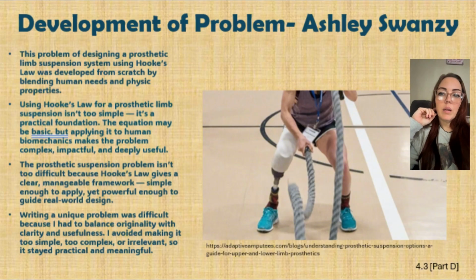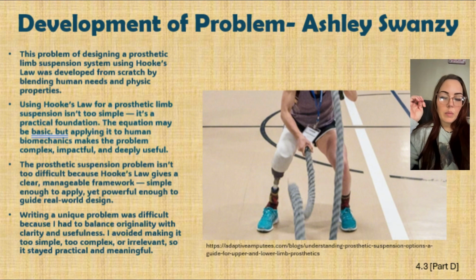The problem of designing a prosthetic limb suspension system using Hooke's law was developed from scratch by blending human needs and physics properties. Using Hooke's law for a prosthetic limb suspension isn't too simple. It is a practical foundation. The equation may be basic, but applying it to human biomechanics makes the problem complex, impactful, and deeply useful.